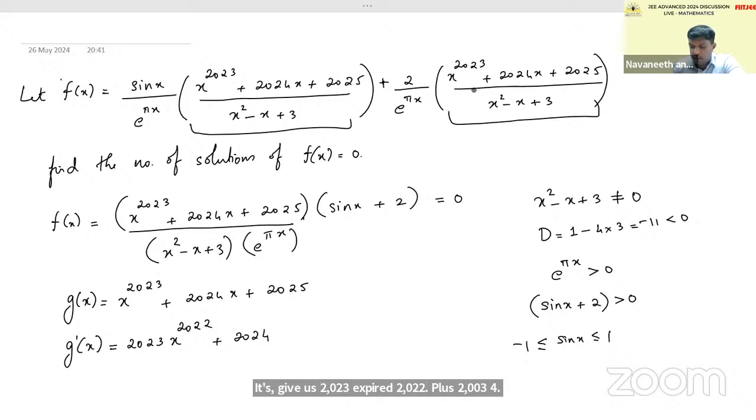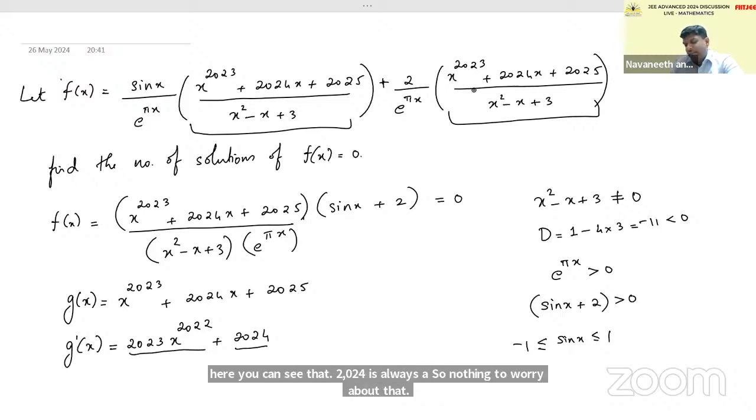So the derivative is just the sum of two terms. It's just a binomial expression. Here you can see that 2024 is always a positive number anyway, so nothing to worry about there. And what about this term? We have an expression here, x^2022.